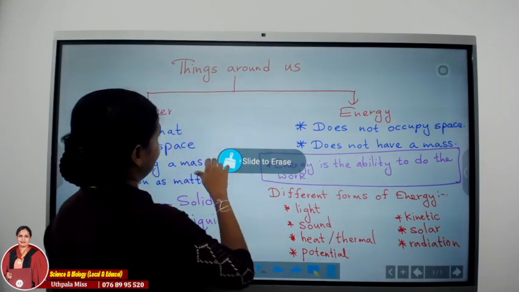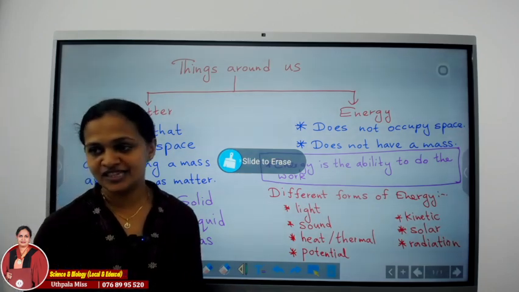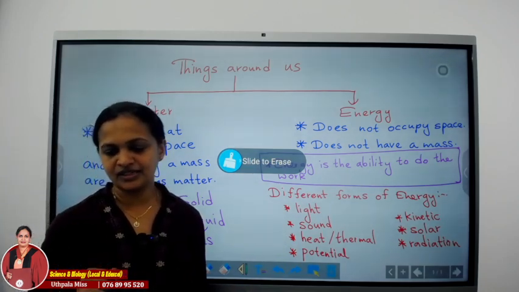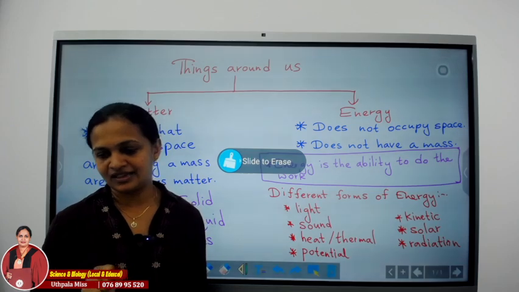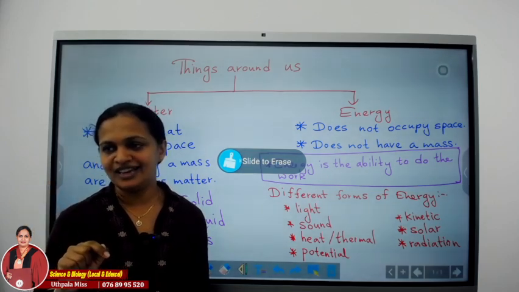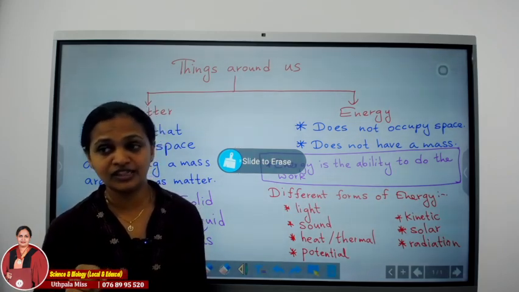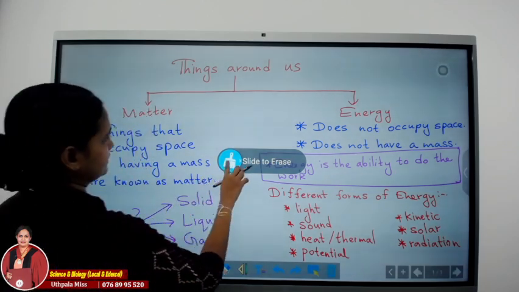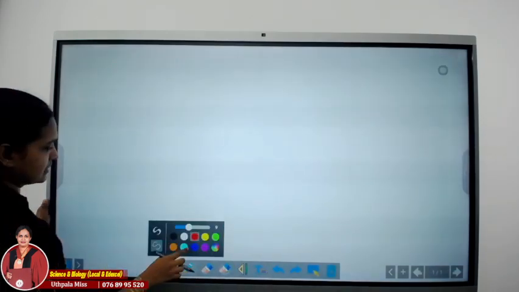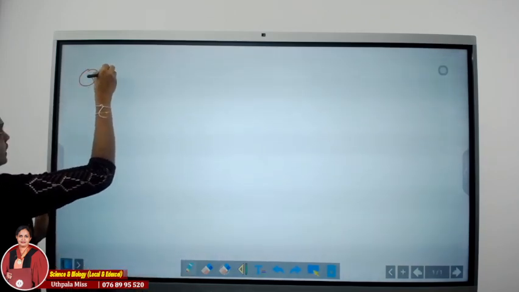So here we have classified matter into three categories: solid, liquid, and gas. That is based on the physical state. So I will give you certain examples. You have to mention whether it is a solid, liquid, or a gas. You have to put S for a solid, L for a liquid, and G for gas. Then we will discuss the differences in these three states of matter. Okay, this is question number 1. Q1 for today.